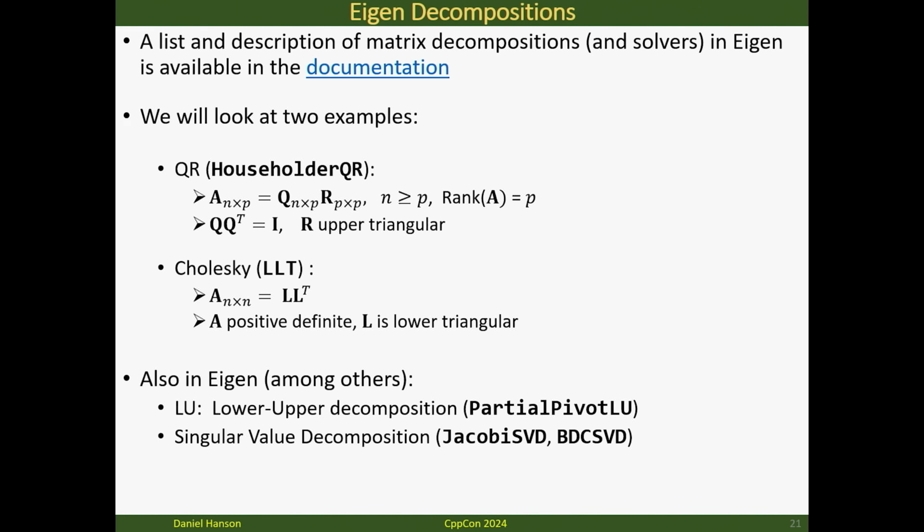There are also a couple of others I'll mention here. There's also the LU, the lower upper decomposition, which is represented in the PartialPivLU class in Eigen. And it also offers singular value decomposition. There are two versions of this. The first one, JacobiSVD, is optimized for smaller matrices. And for larger matrices, it's the BDCSVD, which stands for bidiagonal divide and conquer.